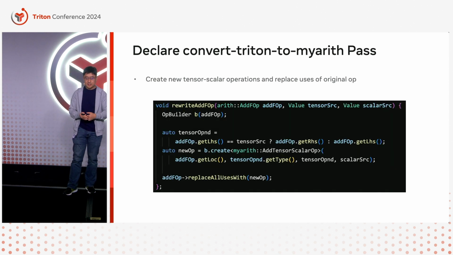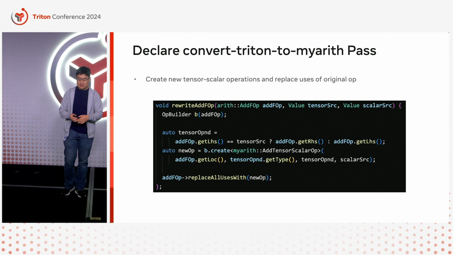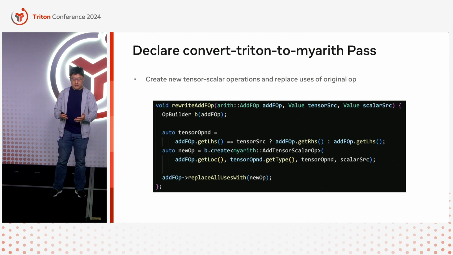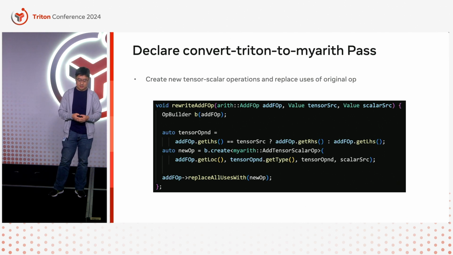To actually perform the rewrite, we essentially only have to call the build function that I showed earlier. So we instantiate our builder. We figure out which is the tensor operand. We already have the scalar operand as a parameter to this function. So that gives us all that it needs to create this add tensor scalar operation. The last thing that this function does is it replaces the use of the result of addf op, the original arith dialect op, with our newly created operation. And that essentially completes our rewrite.